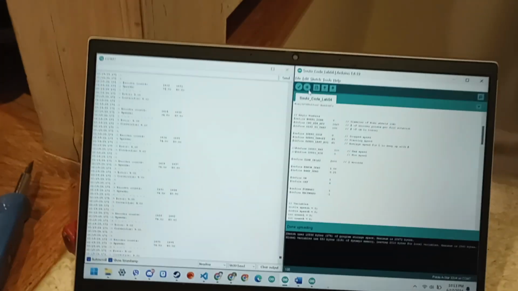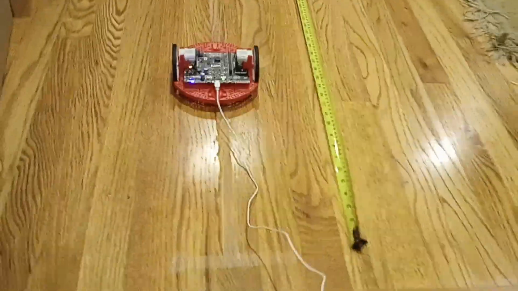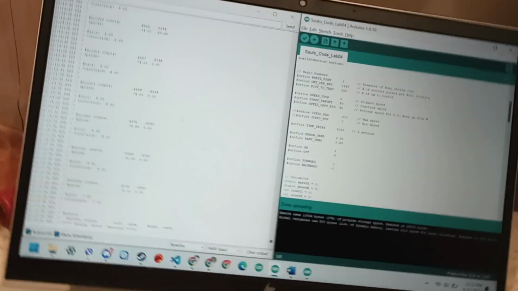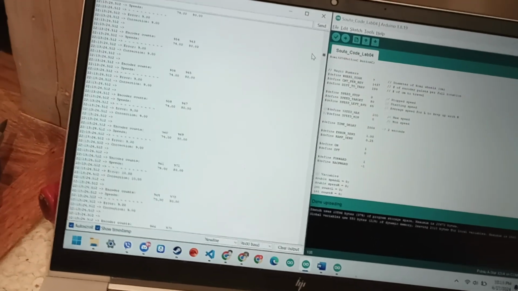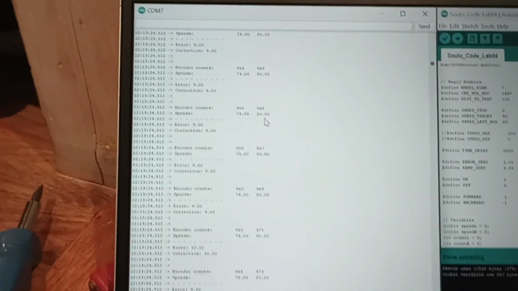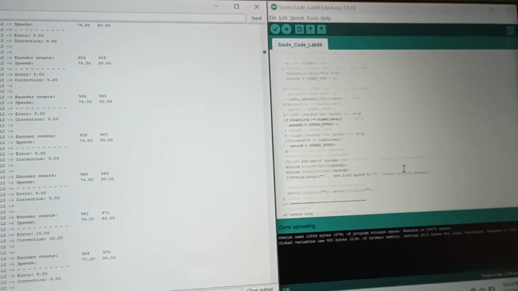So now when we run it, there are the values given. As it drives straight forward 100 centimeters, it stops, and then it continues because it's running the function again. And then here you can see, such as right here, the encoder counts is at 956 and 965 with the speed of 74 and 80. The error is 9, applies 9 correction to the constant, as you recall from here.